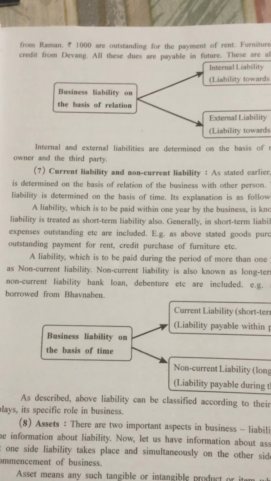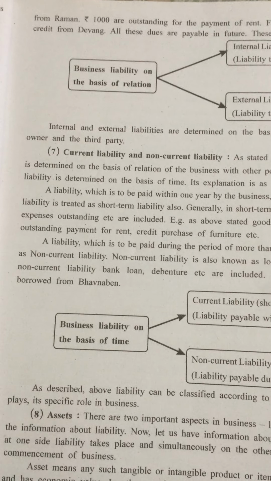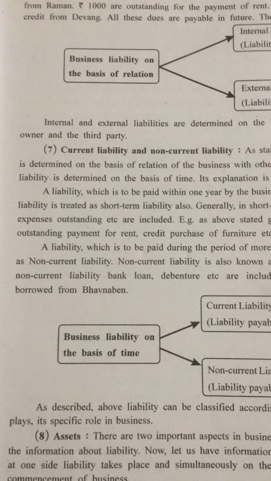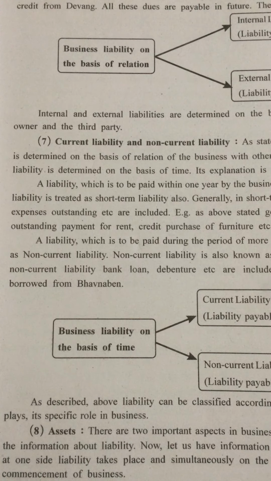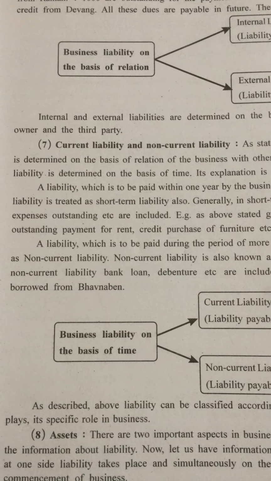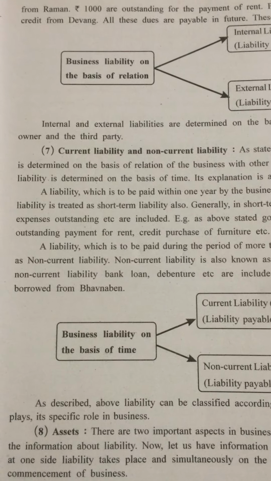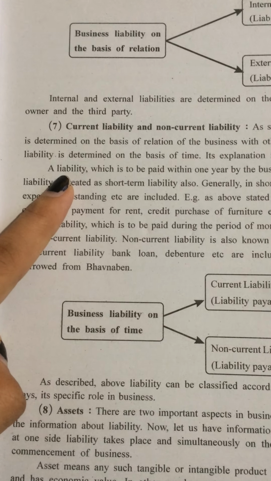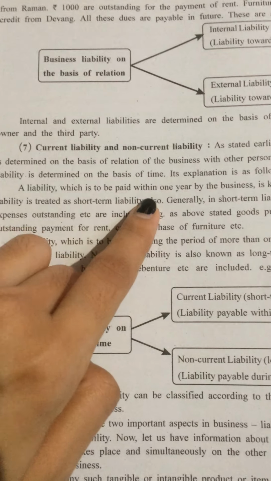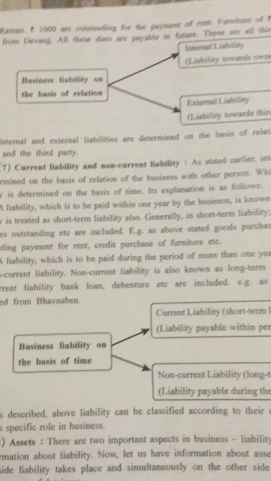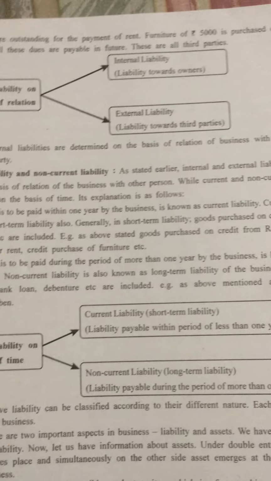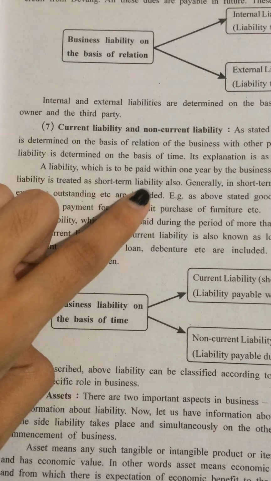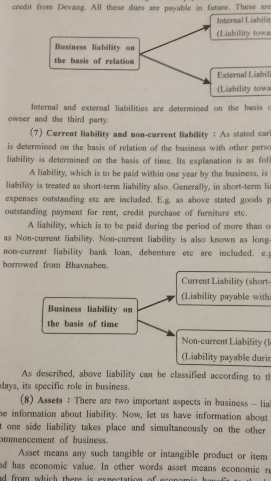So it means that current liability and non-current liability is determined on the basis of time, whereas internal liability and external liability is determined on the basis of the relation of the business with the other person. A liability which is to be paid within 1 year by the business is known as current liability. Current liability is also treated as short-term liability.